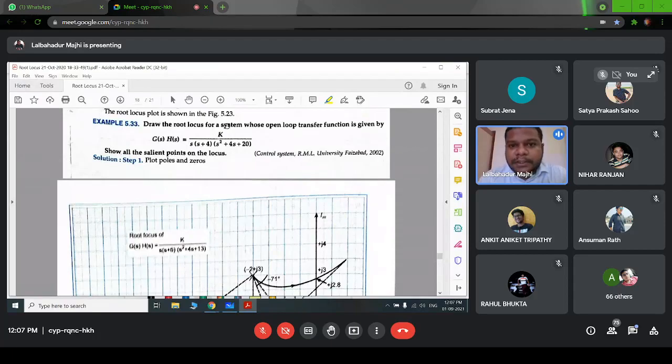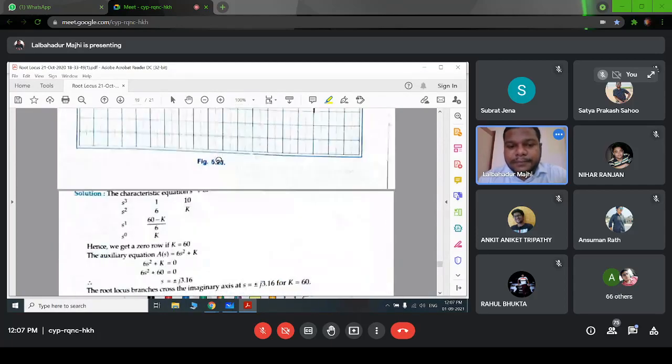Draw the root locus for a system whose open loop transfer function is given by K by s into s plus 4 into s square plus 4s plus 20. So first we have to plot the poles and zeros.